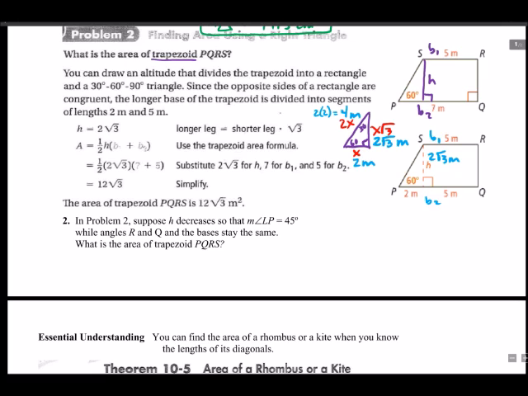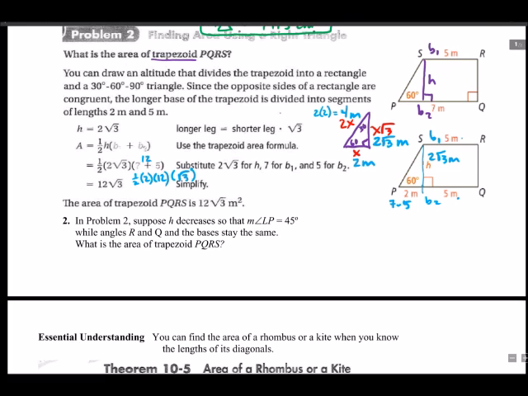Now, how did we get the side of our triangle is 2 there? Well, when we put our height down, we now have a rectangle, 5 meters on top, 5 meters on the bottom. This is 7 minus 5, gave us the 2 meters. I have all my pieces. I substitute in. 7 plus 5 is 12. So this is just 1/2 times 2 times 12 times square root of 3.